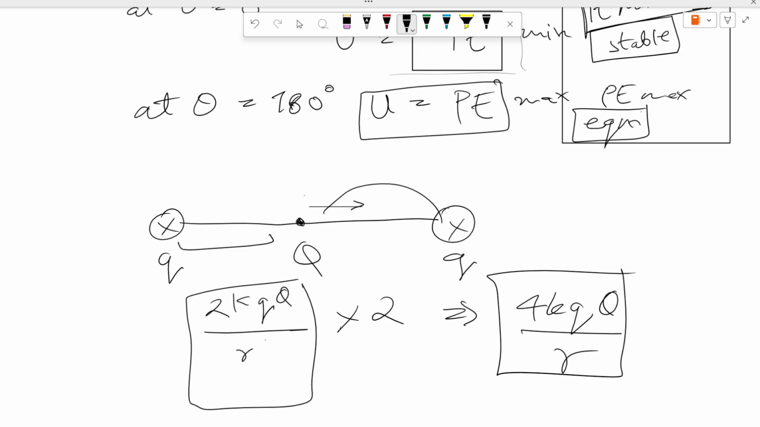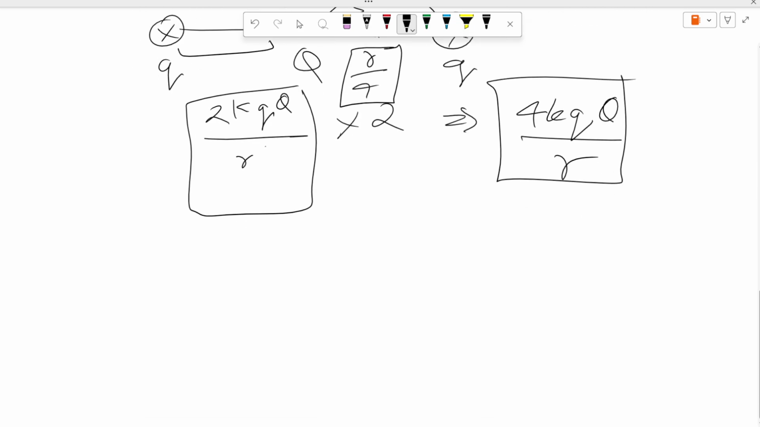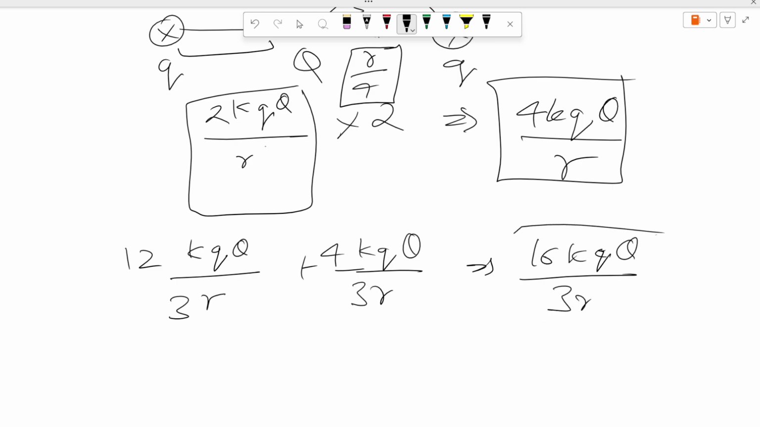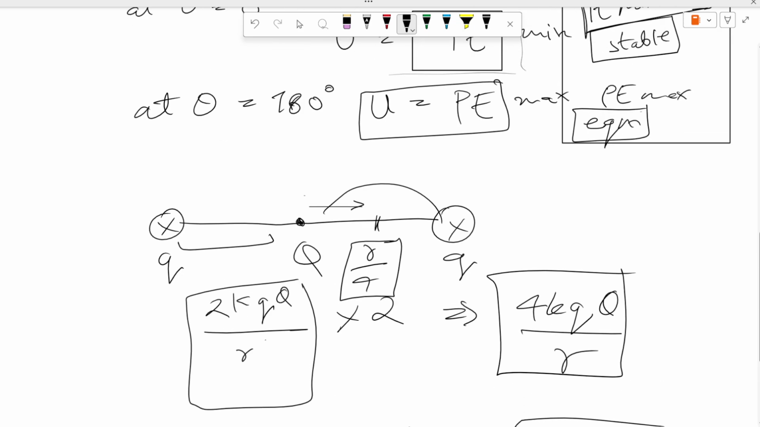Let's say we take it to a point at r by 4. It can be any point; we are just taking it here for simplicity in calculations. So we get kqQ upon r by 4 plus kqQ upon 3r by 4. We do this and we get kqQ upon 4, 3r. This is the potential energy that we have when we displace it here.